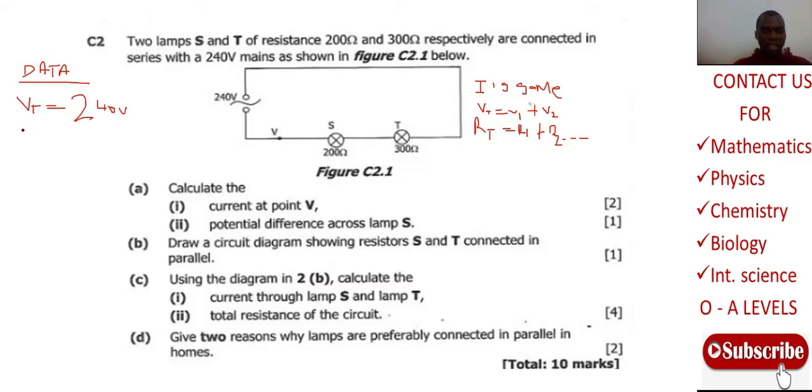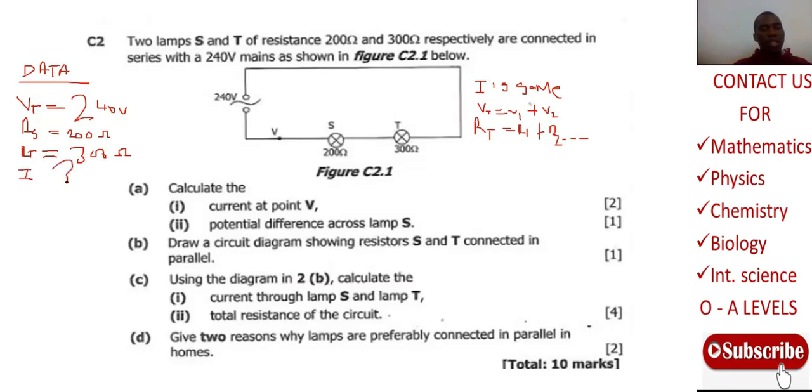Then RT. Okay, so now what we have been given here is RS, meaning resistance in the S, which is equal to 200 ohms. Then we have the R in the T, not the total resistance, but just R in the T, which was equal to 300 ohms. So this is the data that will be given. Then the first question is asking us to calculate current at V. So the current I here, we don't know.